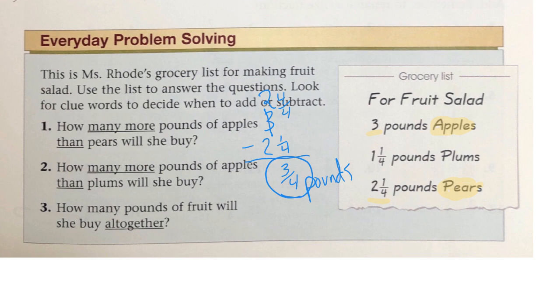Number 2 is how many more pounds of apples than plums will she buy? So this is a similar problem, but instead of apples to pears, this is apples to plums. So here are the plums, and here's the apples. So you can do number 2 and 3 in your notebook for more practice, or open your workbook to Chapter 9, Section 3, and let me know if you have any questions. Thank you.